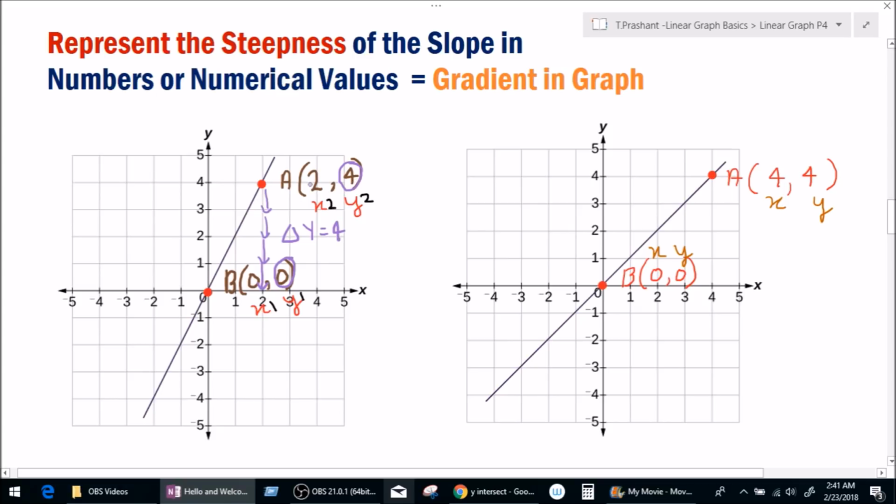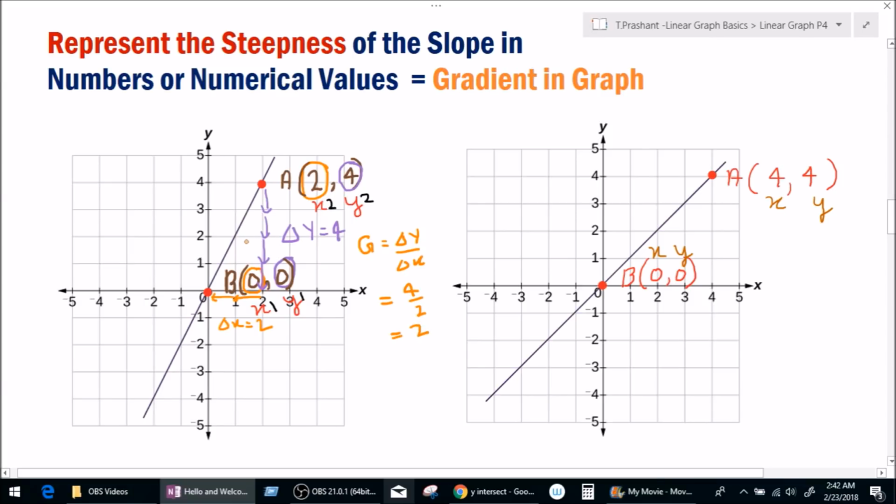Now what about x? X also dropped down from 2 to 0. At coordinate A the value of x was 2, and at coordinate B x is 0, which means the change in x is from 2 to 0, which gives a change in x equal to 2. So delta x equals 2. So gradient is change in y divided by change in x, which will be 4 divided by 2 equals 2.